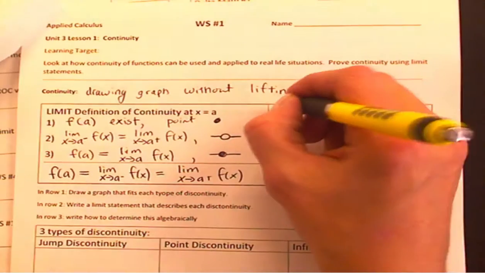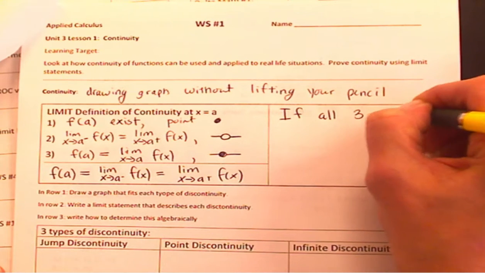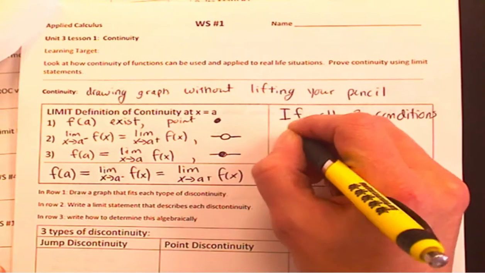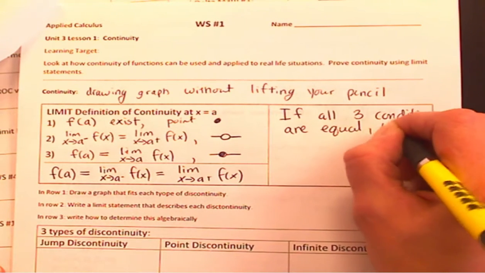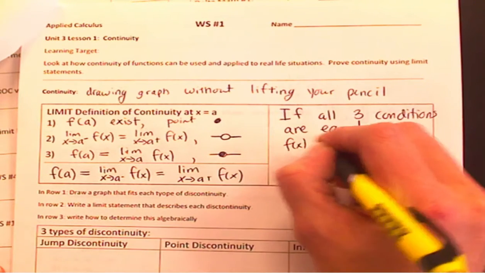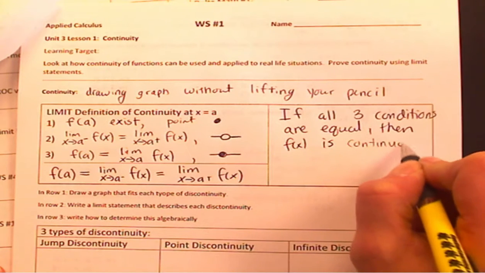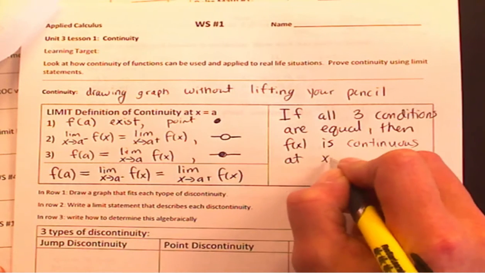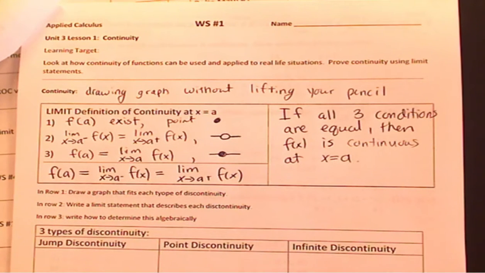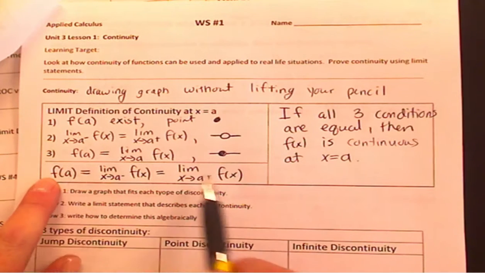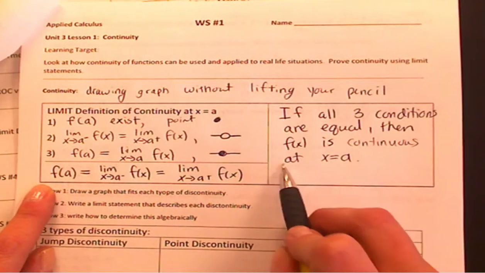So we're going to write the conclusion. If all three conditions are equal, then f of x is continuous at x equals a. Notice that I'm only testing one specific point. If all three pieces are equal, 1, 2, 3, then the function is continuous.